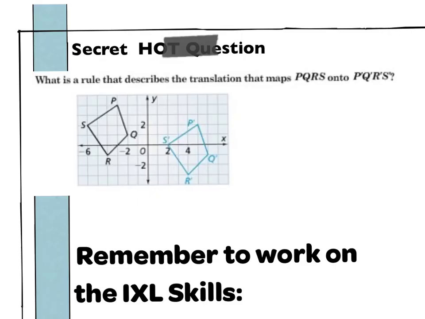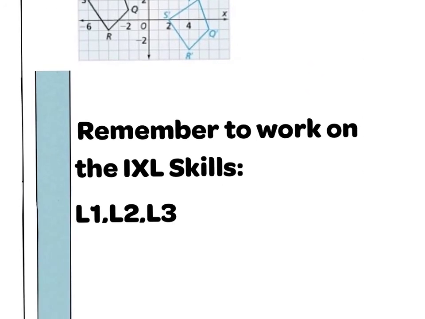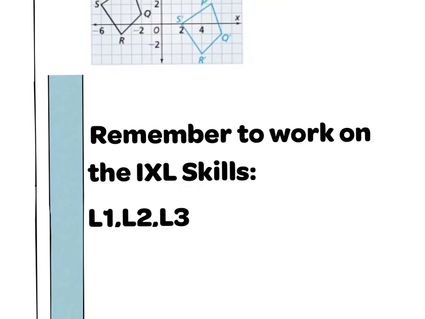Our secret hot question is, what is the rule that describes a translation that maps PQRS to P prime, Q prime, R prime, S prime? Here is the pre-image, here is the image. How do you get from here to here? Make sure you write a beautiful, lovely rule for me. And remember, your IXL skills to work on are L1, L2, and L3. Get those done. Have a great night.